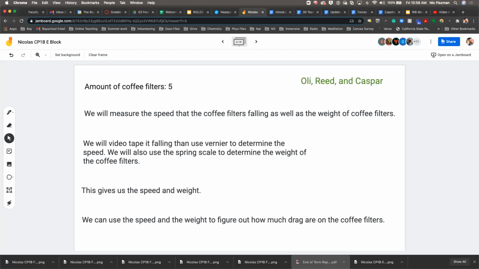I think that if we are sharing our data, then it would make sense to have all the same coffee filters, or at least if we're just going to compare to see if one person's data is skewed, that would make sense to have all the same. But if we're doing it separately and not going to compare or share data, then it doesn't matter.